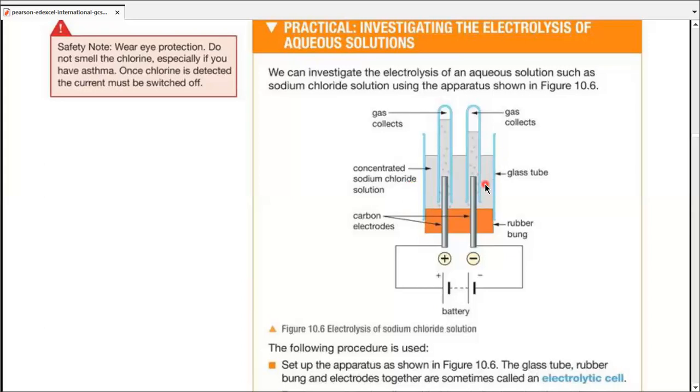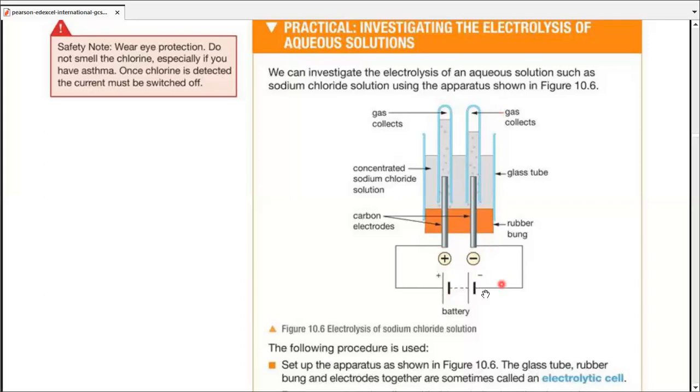We fill it up with concentrated sodium chloride solution. We take two test tubes, which are inverted right on top of the carbon electrodes. So the test tube that is inverted upon the positive carbon electrode has the anode-based product collection, and the one that has been inverted on top of the negative side has cathode-based collection.